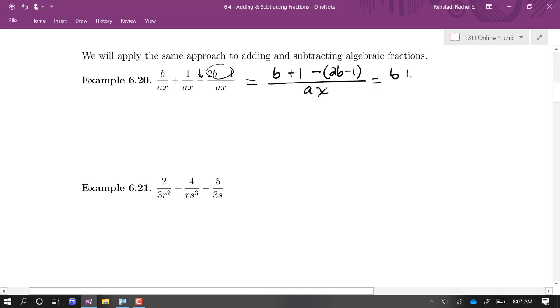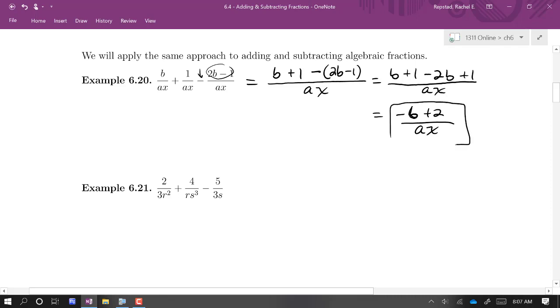So we have b plus 1. I'm going to distribute that negative. Minus 2b plus 1. And that gives us minus b plus 2 all over ax. And whoops, forgot my denominator up here. So there is our result there.